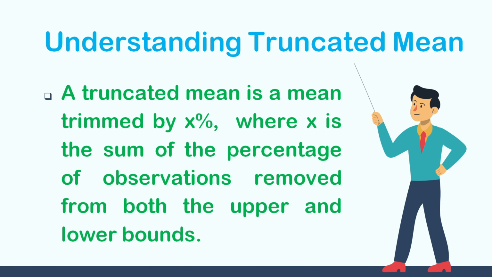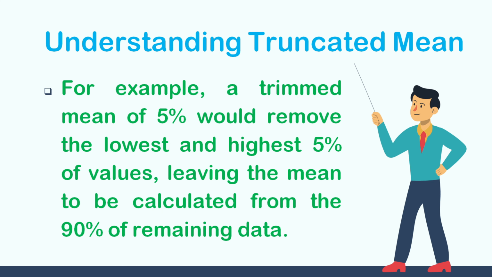So let's understand the truncated mean. Truncated mean is a mean trimmed by X%, where X is the percentage of observations removed from both the upper and lower bounds. So let me clarify: the X% means the percentage to be removed on one part, either X% on the lower bound or X% on the upper bound. So for example, a trimmed mean of 5% will remove the lowest and highest 5% of values, leaving the mean to be calculated from the 90% of remaining data.